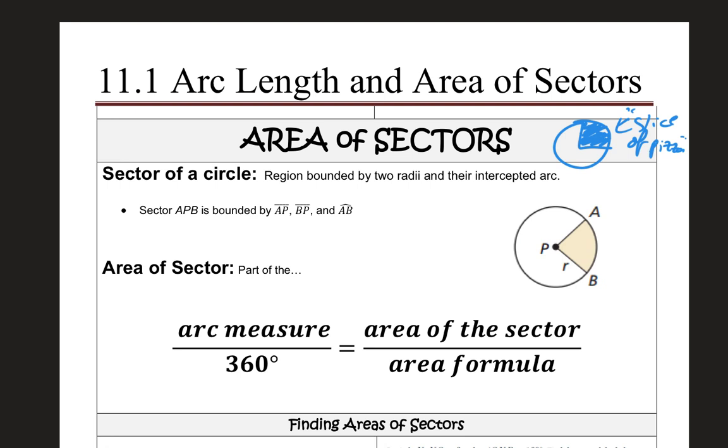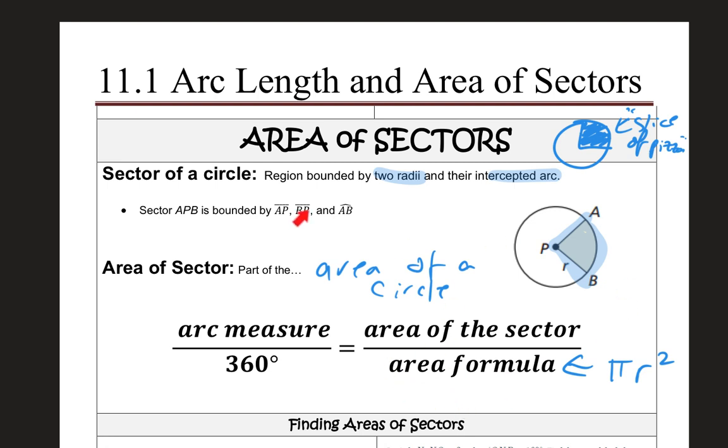Okay, so if it's a slice of pizza, we can think of it as a region bound by two radii and their intercepted arc. So that's the technical way of saying that we have these two radii, right? And then the intercepted arc is right there. So the area of a sector is part of the area of a circle. So we just need to remember that area formula, which for a circle is pi times r squared. It's just a little bit different setup because we're talking about area.